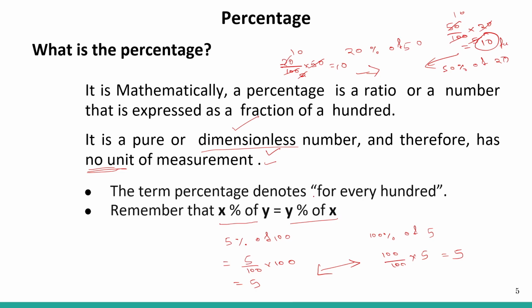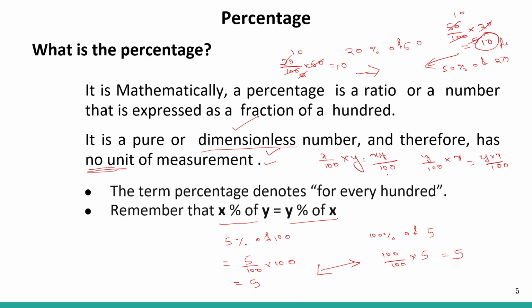Let's try to prove it explicitly. So x percent of y is equal to what? X by 100 into y. And what is y percentage of x? So y by 100 into x. So what you can see here is this is nothing but x multiplied by y by 100, and this is nothing but equal to y multiplied by x by 100.